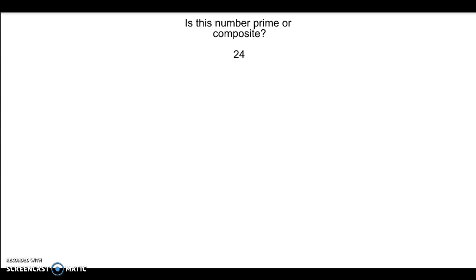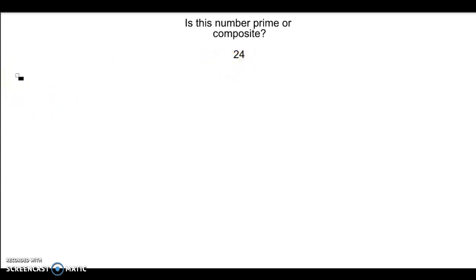So we've learned several different strategies for proving whether numbers are prime or composite, so let's go over them. The first one is an array method. An array is just a fancy name for a rectangle. So let's see if we can use arrays to answer this question. Is the number 24 prime or composite?